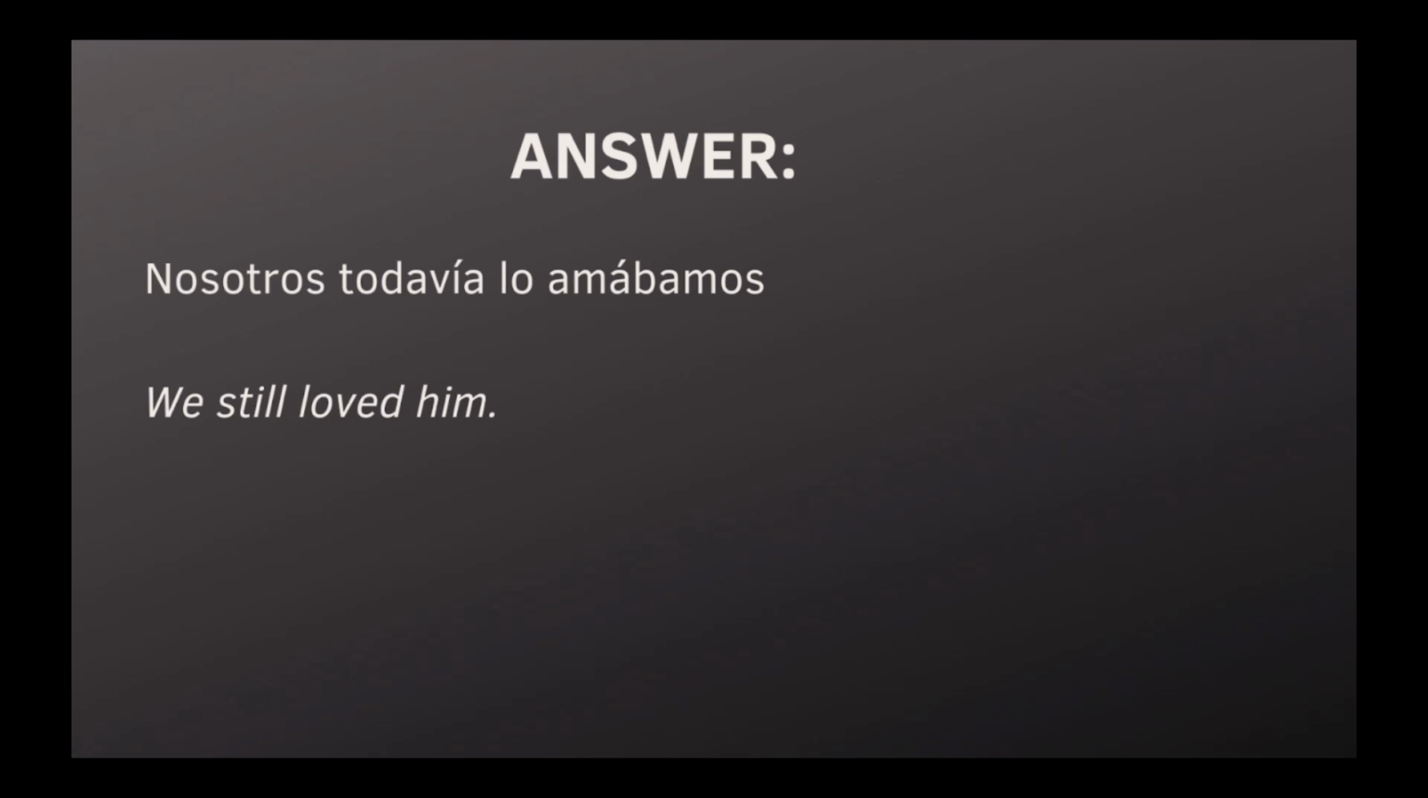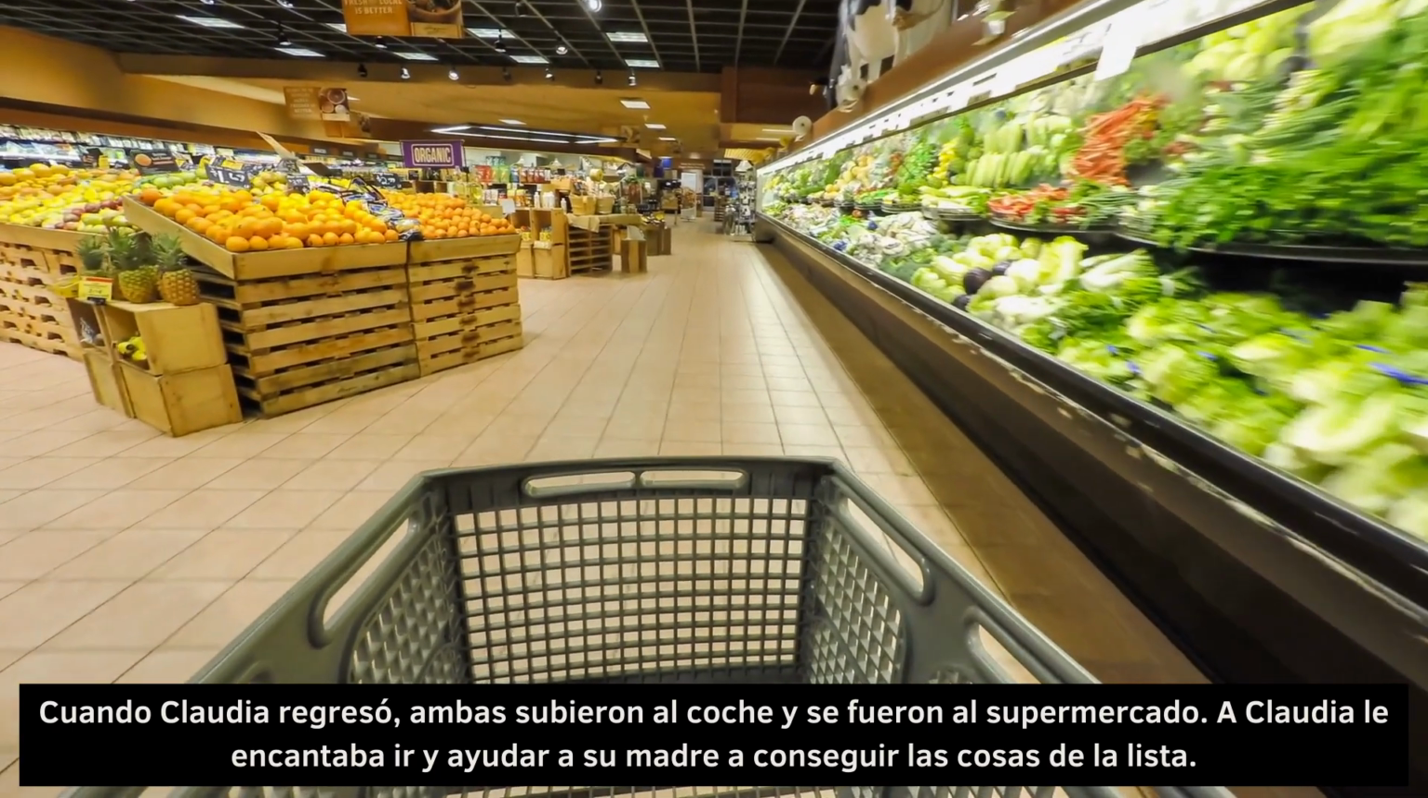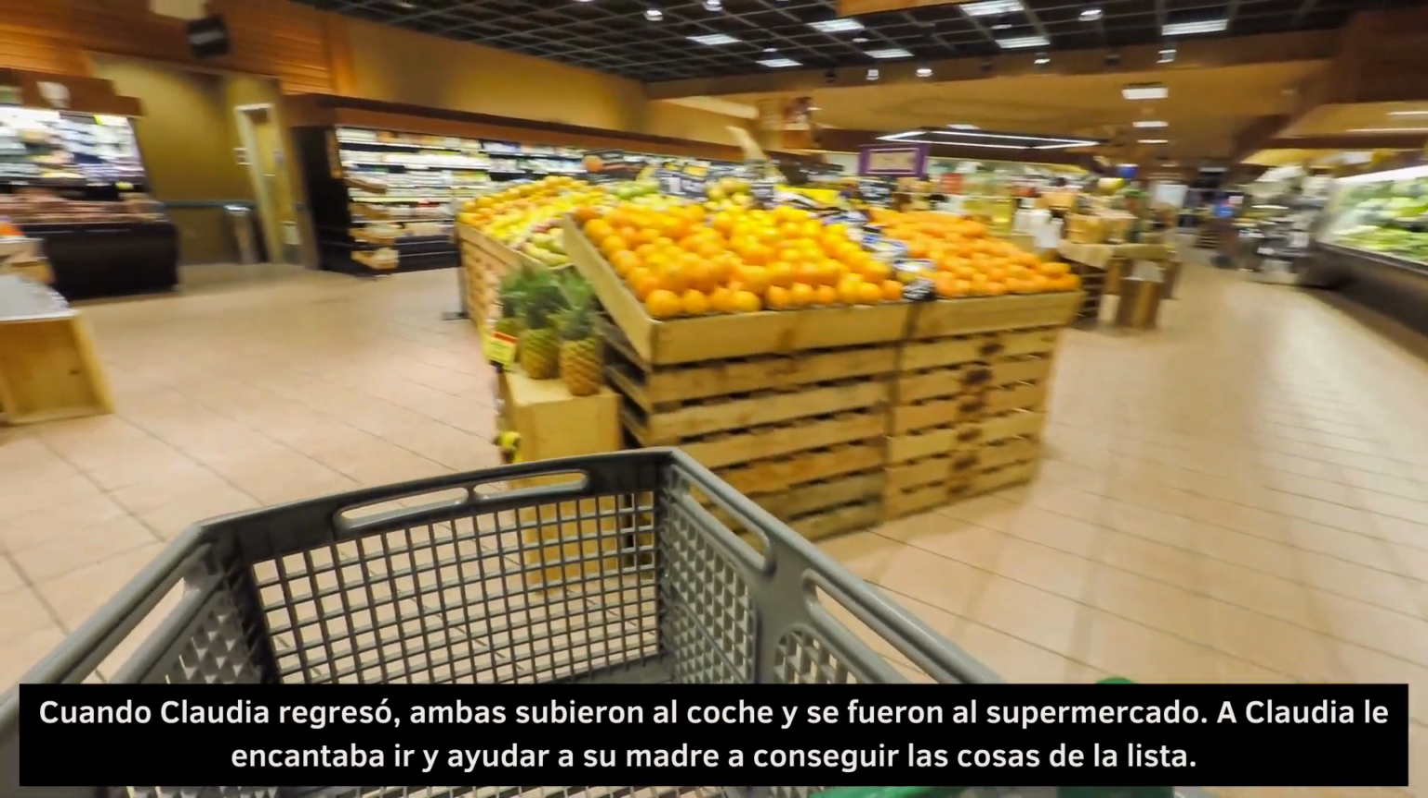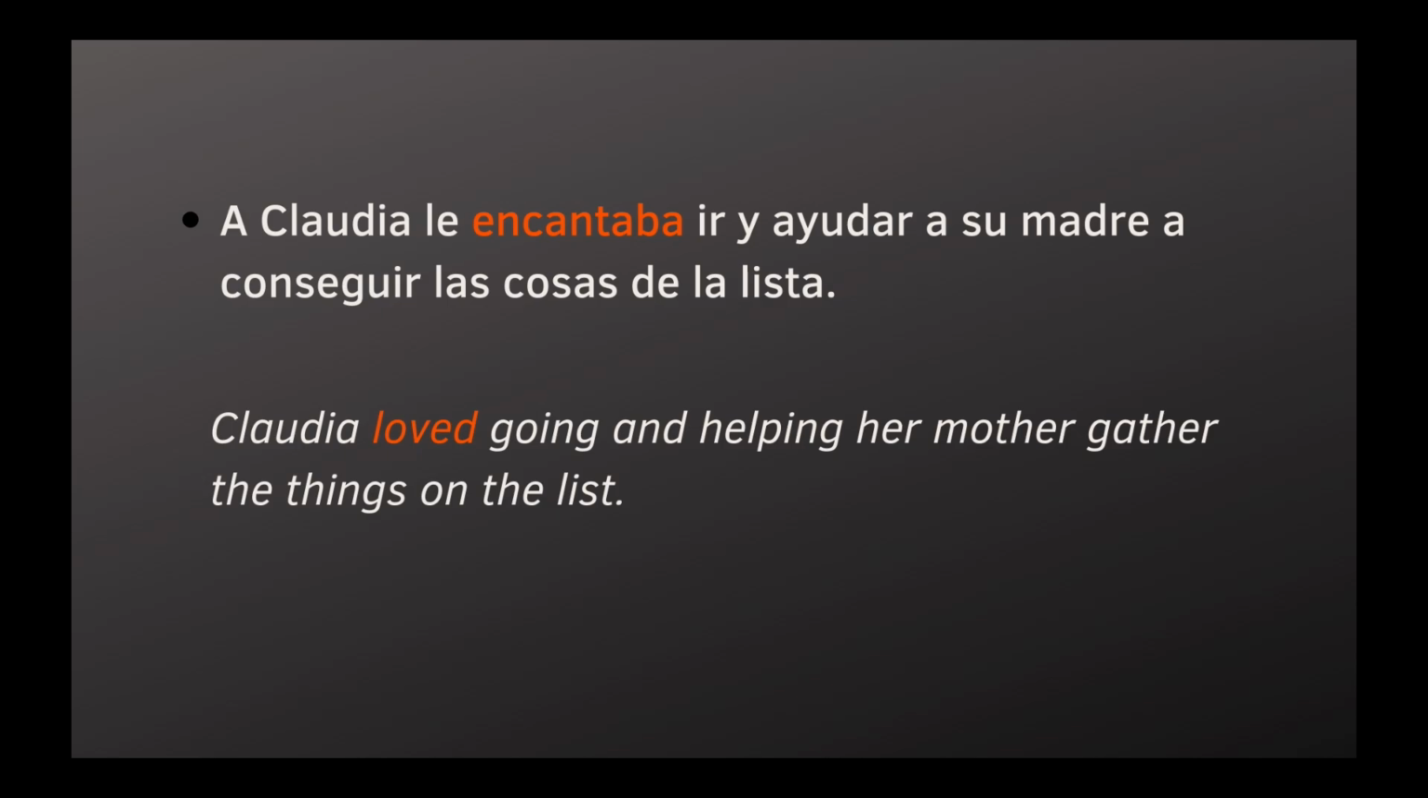Now we're just going to end by seeing a few more examples so that you just get this overall feel of what is this imperfect tense. Check out these clips. A Claudia le encantaba ir y ayudar a su madre a conseguir las cosas de la lista. So Claudia loved going to the store. It wasn't just today. This is something that she always loves to do. That brings out the imperfect. Le encantaba. You see that aba, because this is an AR verb.